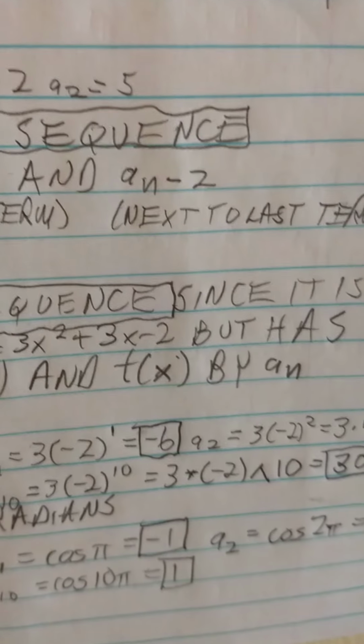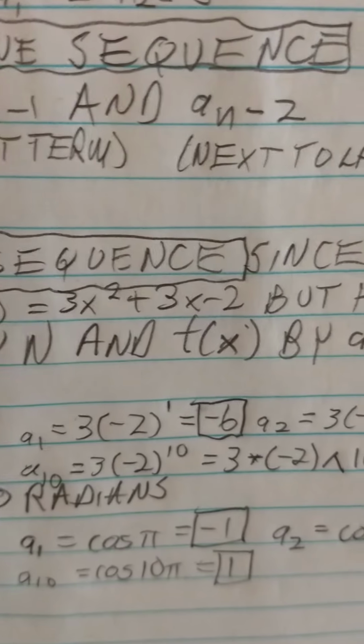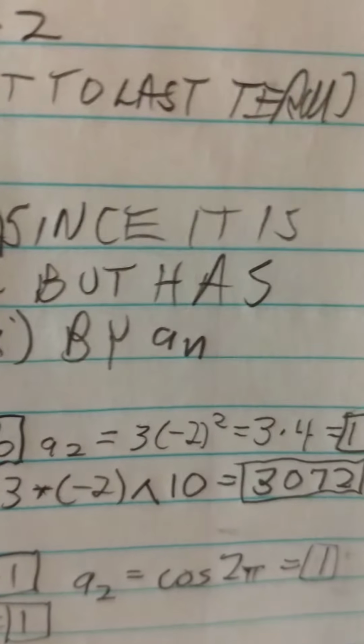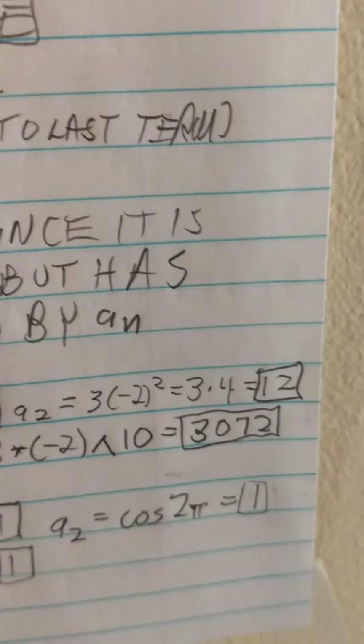And this is how you would do it on the calculator. 3 times parentheses negative 2, close parentheses, power 10. And we would come up with 3072. It's very important that you use the calculator with me.